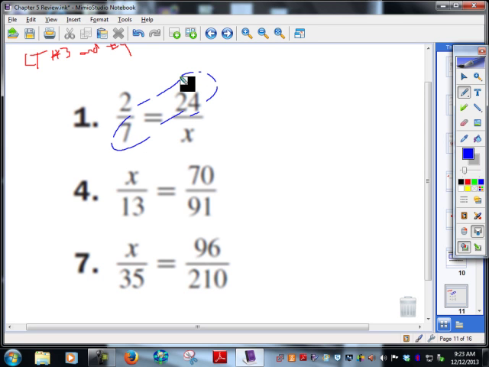So you do 7 times 24, and then you divide by 2. Or the basic way is you could just say, okay, what am I doing to go from 2 to 24? I'm multiplying by 12. So I know 7 times 12 is what? 84. Yes.